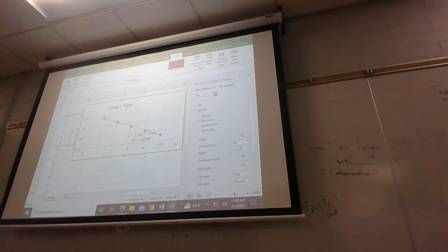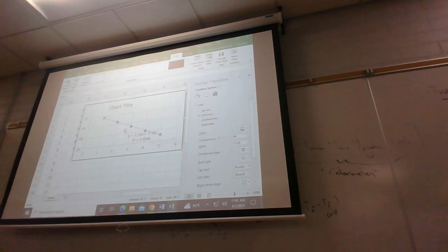Blue is one of my favorite colors. I just did the border. I didn't want to do the border. Well, anyway, you can change it yourself if you like.